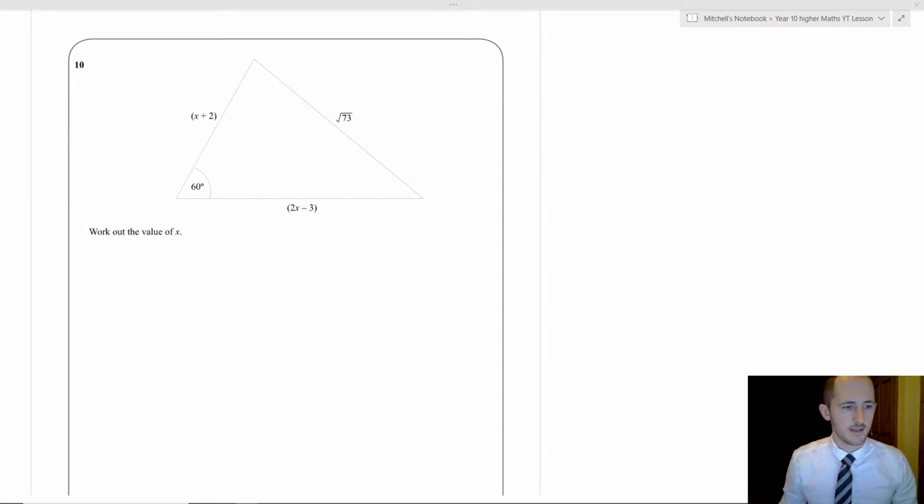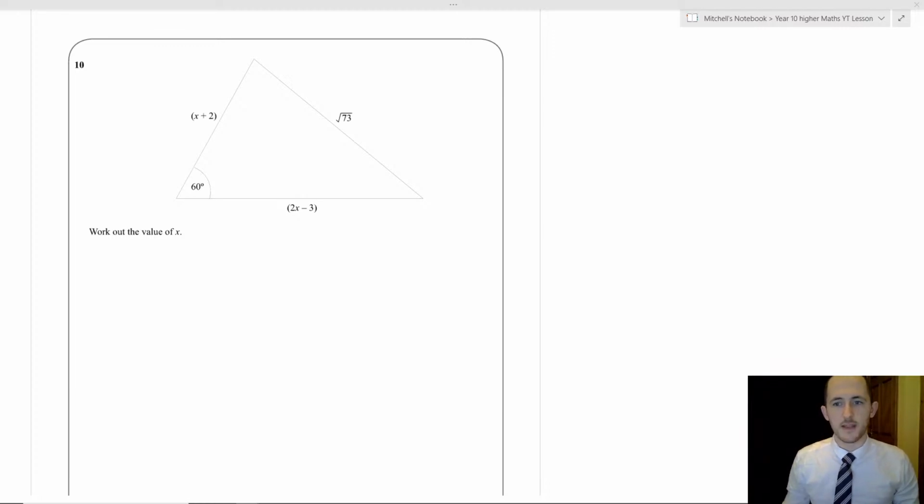Anyways, let's get on to this question. This somewhat scary looking question. I'll give you a second just to process how interesting it is. I mean, I say interesting. Okay, work out the value of x.